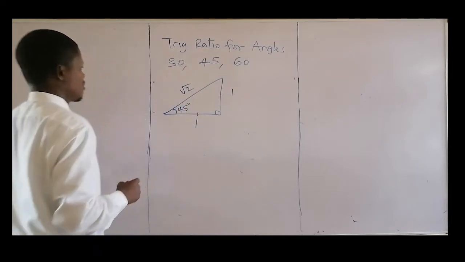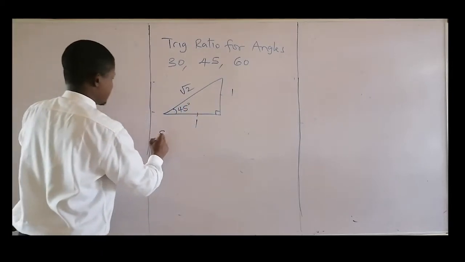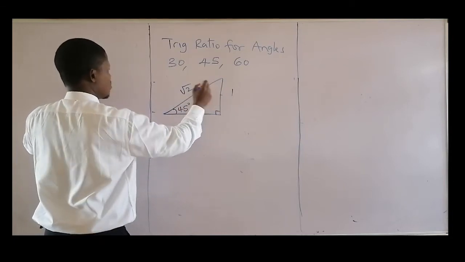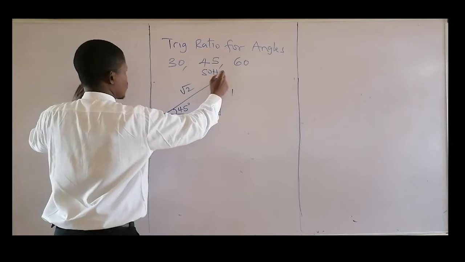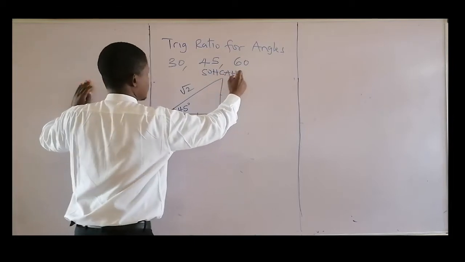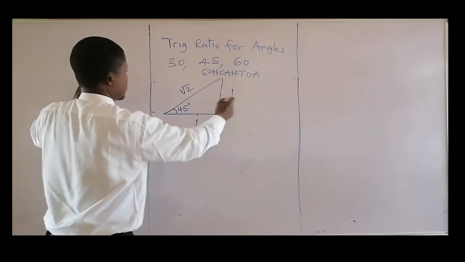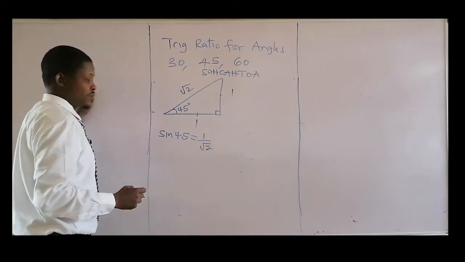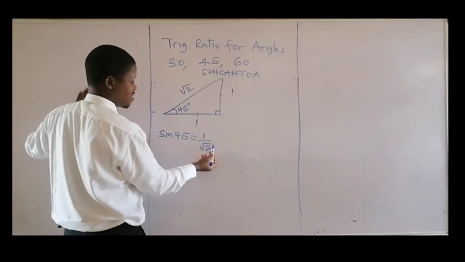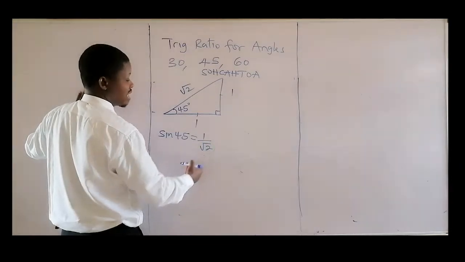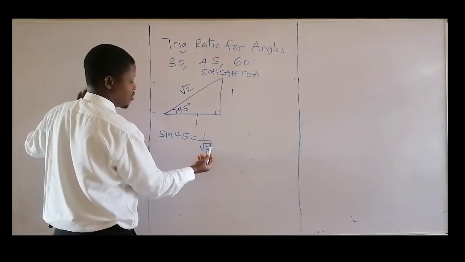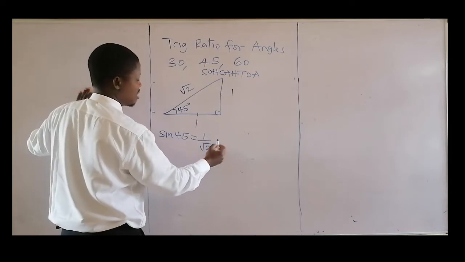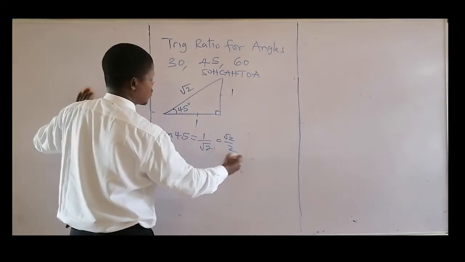Okay. So sine 45 will be equal to opposite. I'm using SOHCAHTOA. Opposite, that's 1, over hypotenuse, 1 over root 2. If you rationalize it, because this is a radical, we can remove this radical by multiplying by root 2 here times root 2 here, and that will be root 2 over 2.